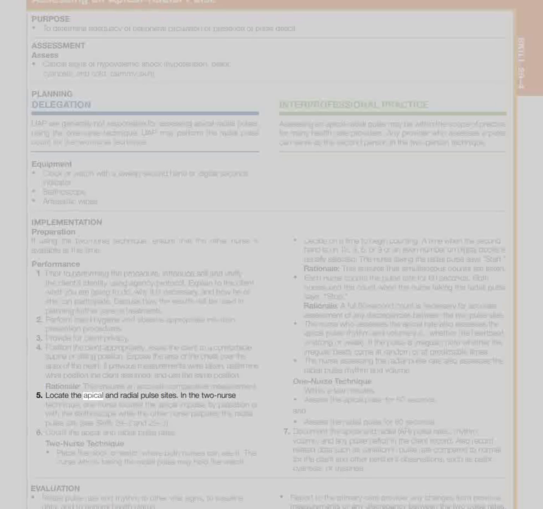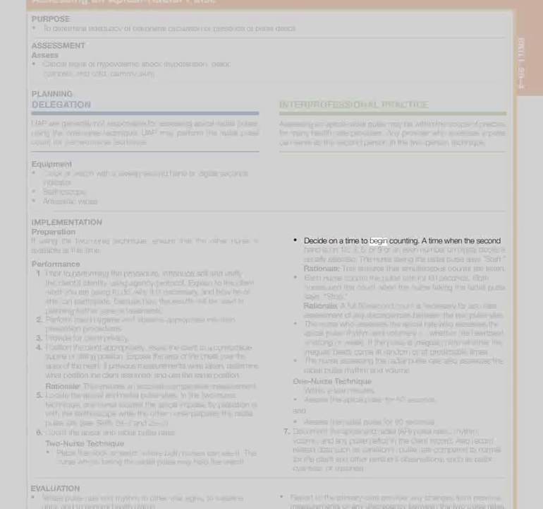5. Locate the apical and radial pulse sites. In the two-nurse technique, one nurse locates the apical impulse by palpation or with the stethoscope, while the other nurse palpates the radial pulse site. See skills 29-2 and 29-3. 6. Count the apical and radial pulse rates. Two-nurse technique: place the clock or watch where both nurses can see it. The nurse who is taking the radial pulse may hold the watch.